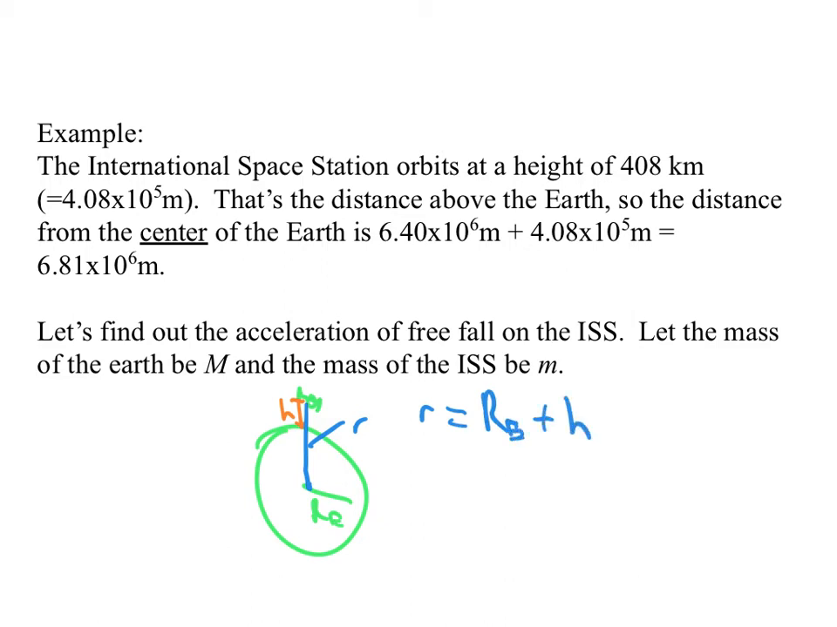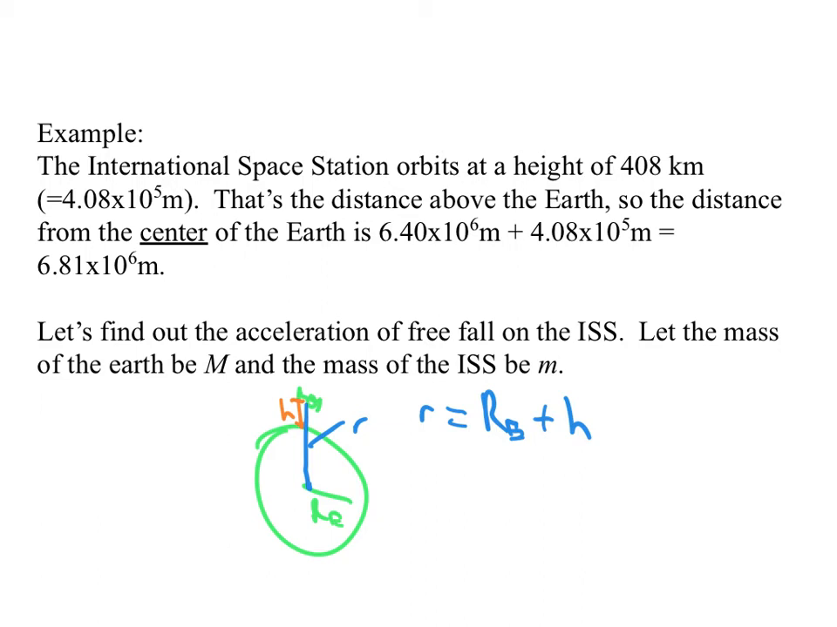One of the simple, easy ways to make a mistake on this exam is to not pay attention to when they're talking about distance between centers or height above a surface. If you're given height above a surface, you have to add the radius of the object back in to get the total distance from the center. All right, given that information, let's find the acceleration of freefall on the International Space Station.